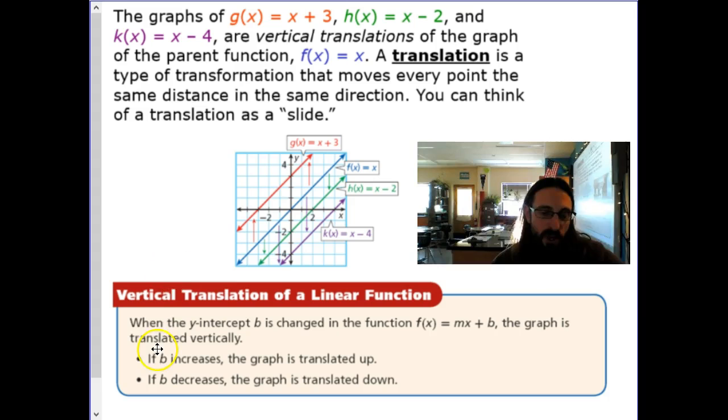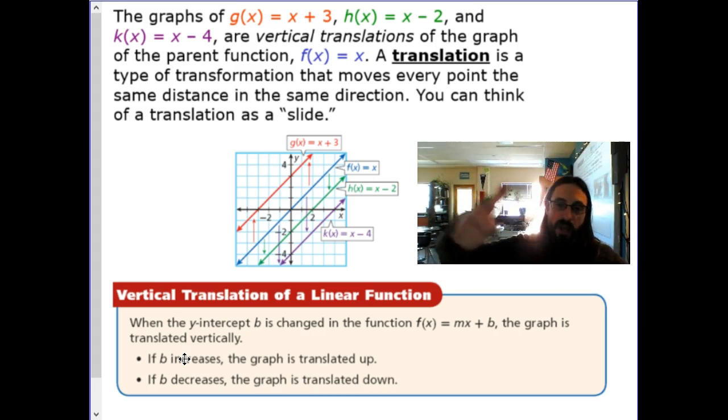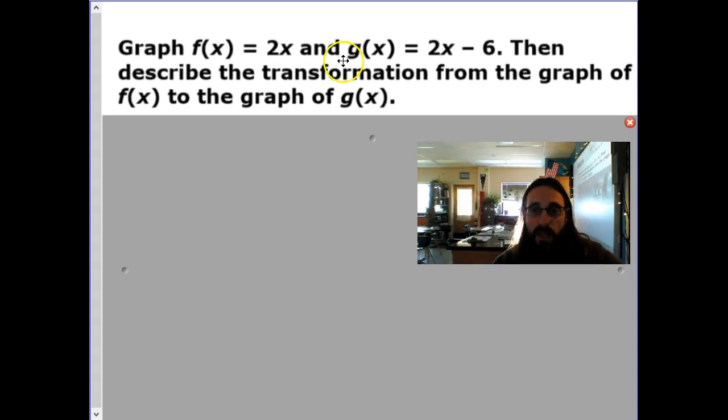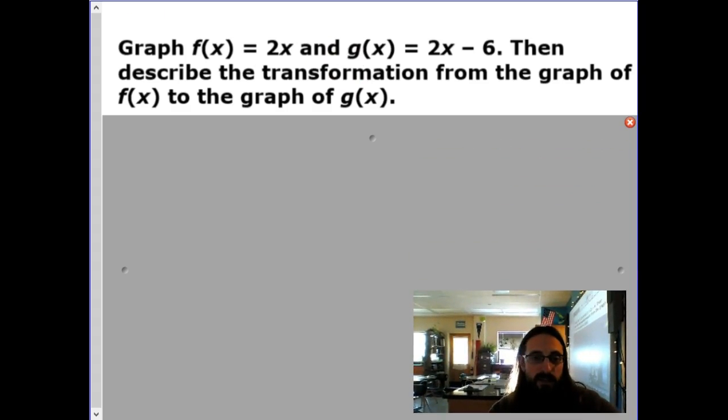This is straight out of the book. As you increase the y-intercept, you shift it up. As you decrease b, the y-intercept, you shift it down. And then it says, hey, let's actually go ahead and try this problem out. It says graph the function f of x is equal to 2x, and the function g of x equals 2x minus 6. And then describe the transformation.